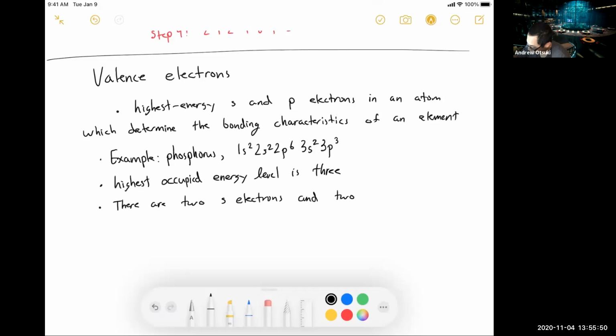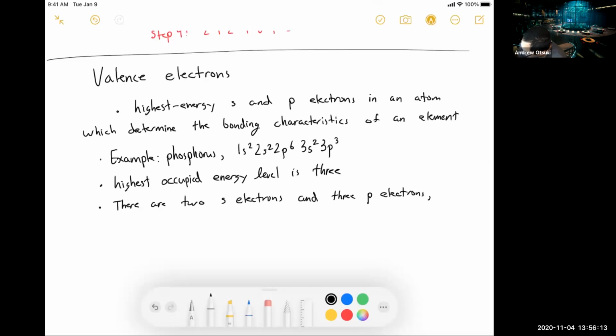No, that should be 3. Sorry, that's a typo. Another typo. I will have to fix that on the slide. Sorry about that, everyone. And 3p electrons. This class only happens once a year, so I didn't have a chance to fix that error. So sorry about that. 3p electrons.